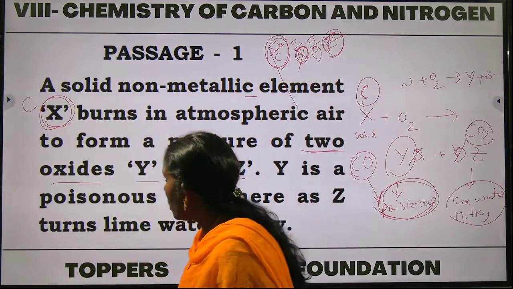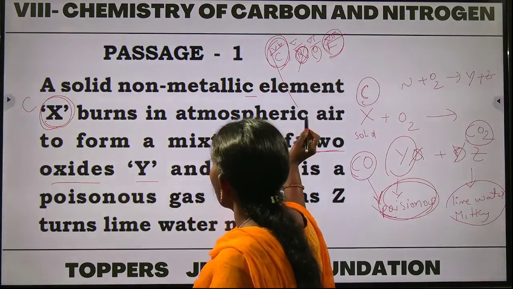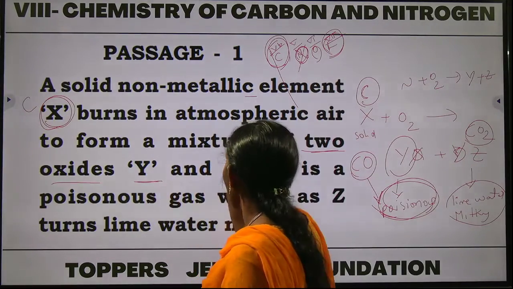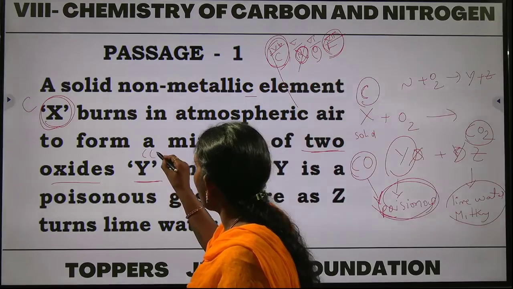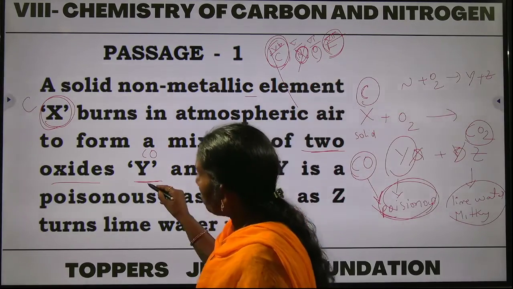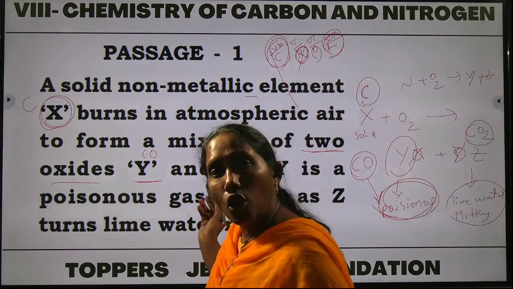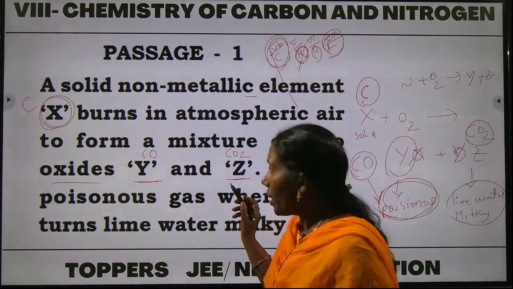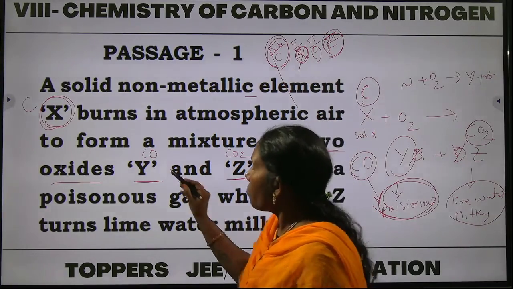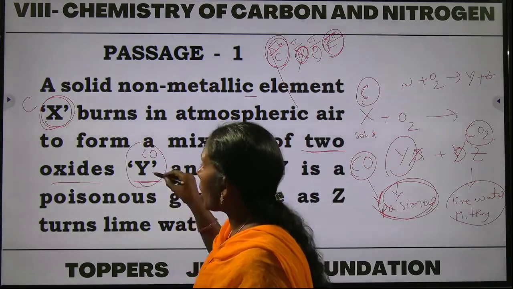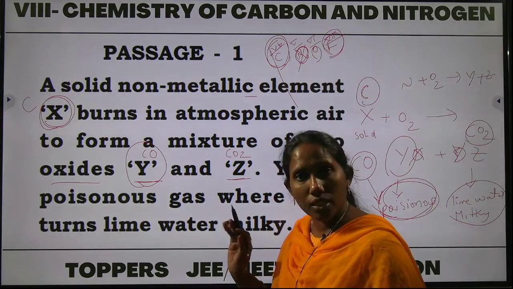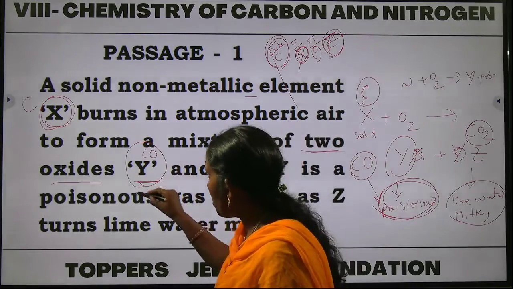So it is clear from this paragraph that the solid non-metallic element X we can consider as carbon. This carbon burns in atmospheric air to form a mixture of two oxides, Y and Z, maybe carbon monoxide and carbon dioxide. Y can be carbon dioxide and Z can be carbon monoxide also. But see the next one: Y is a poisonous gas. Y must be carbon monoxide. It cannot be carbon dioxide because carbon dioxide is not a poisonous gas. That's why Y is carbon monoxide.